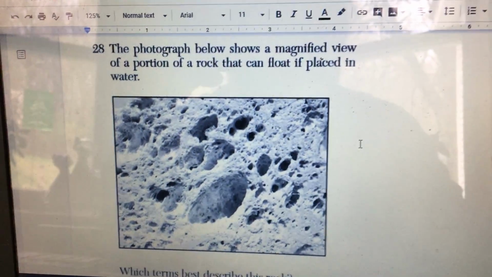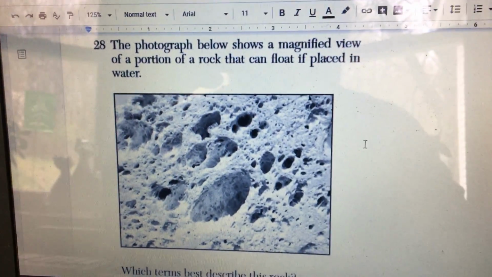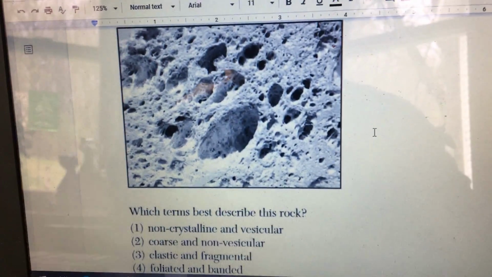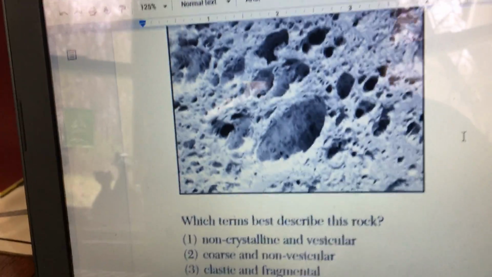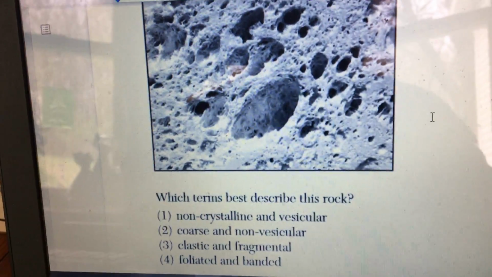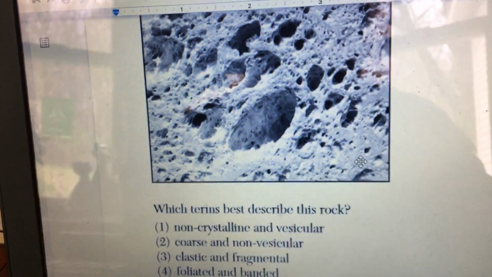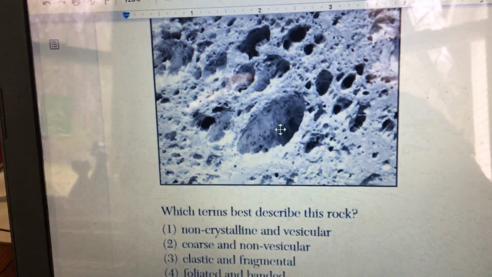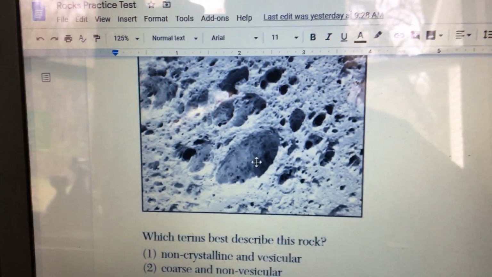The photograph below shows a magnified view of a portion of rock that can float if placed in water. It's true. This rock can float. Some versions of it. So what best describes this rock? Those big holes like Swiss cheese. That's a vocab word you're going to want to know.